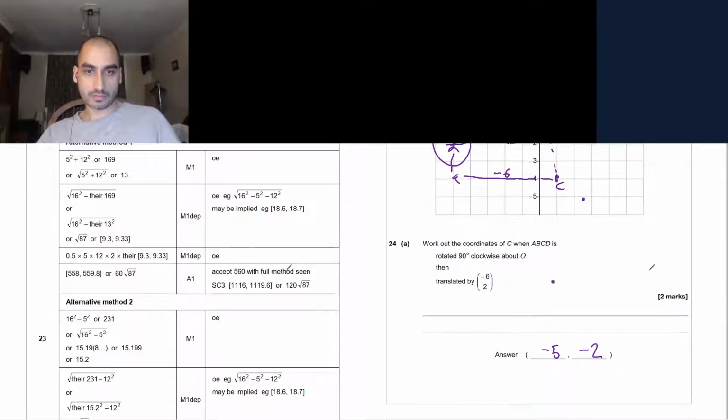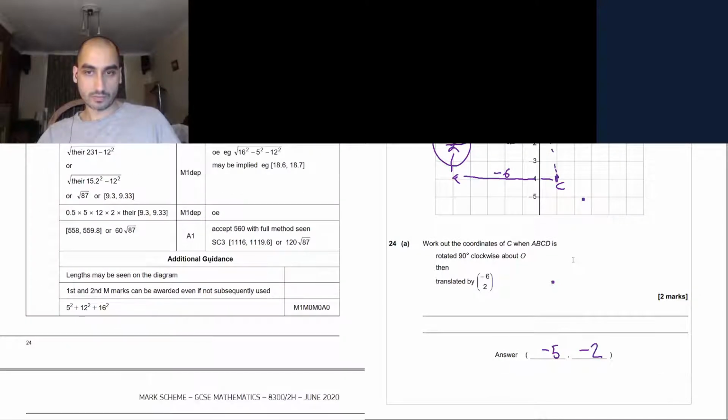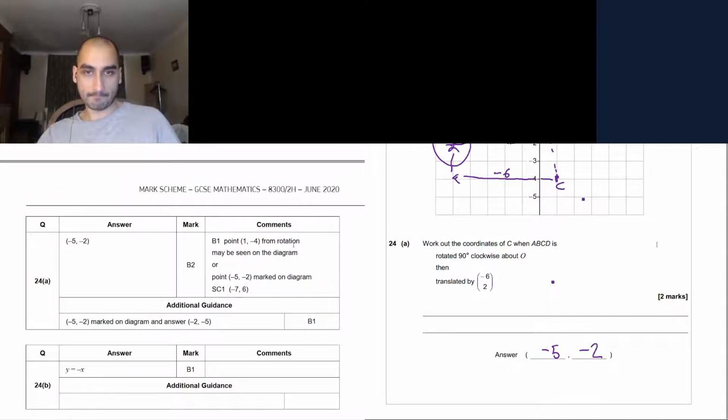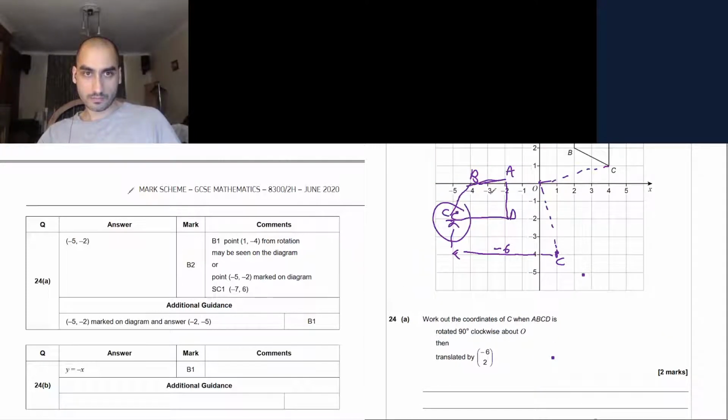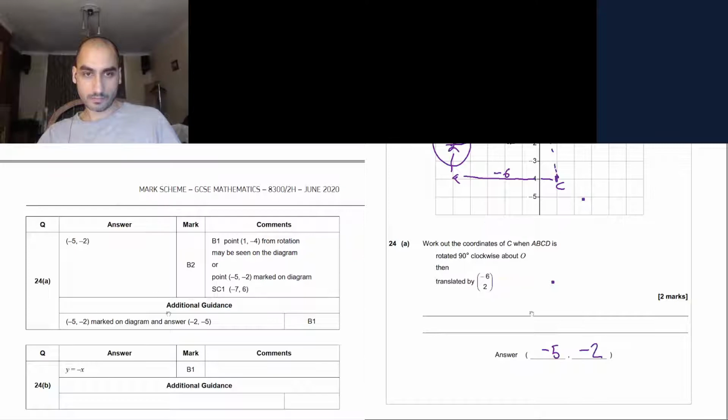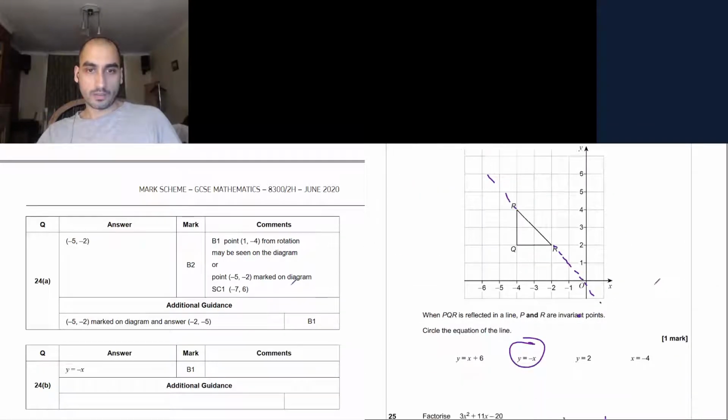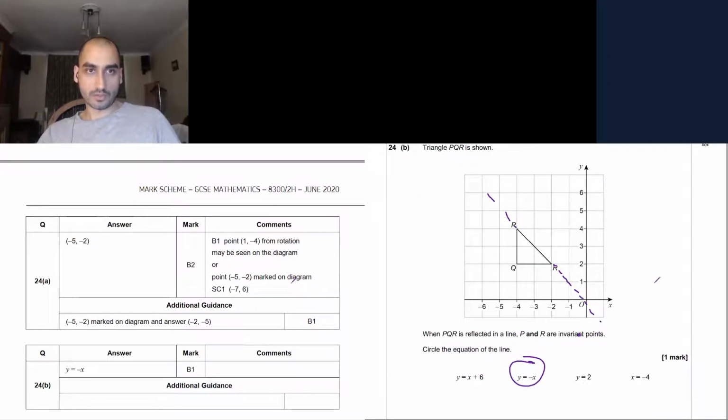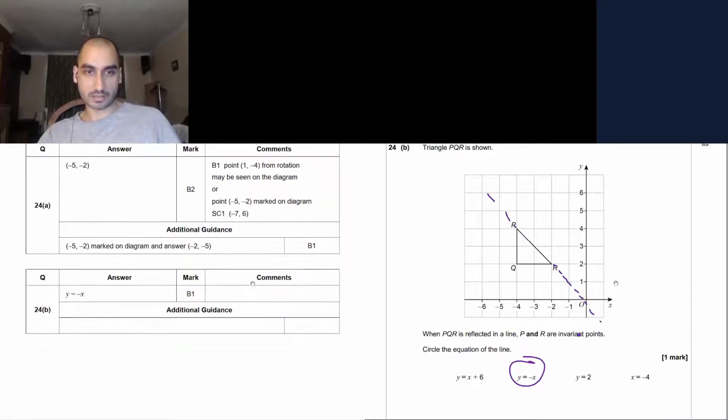Quadrilateral, -5, -2. Yeah. Do you need to show any extra -5, -2 marked on diagram and answer -2, -5? Yep. 24 B. Y equals -x. Yep.